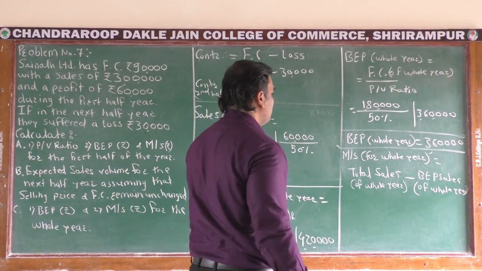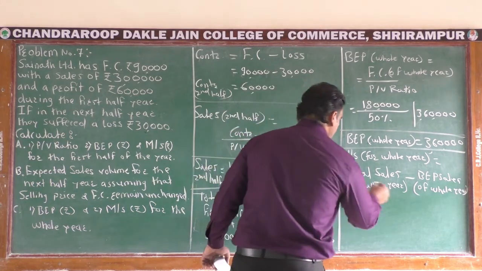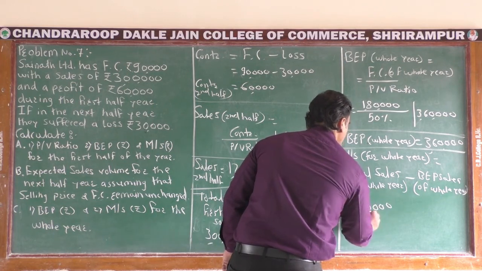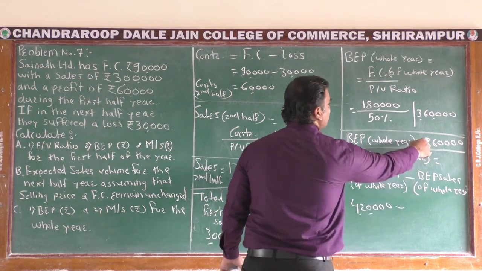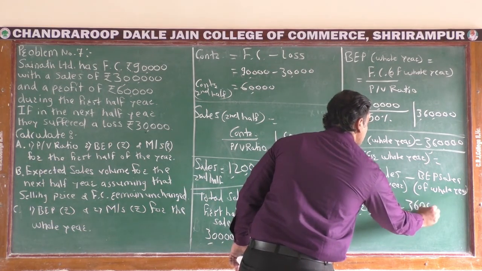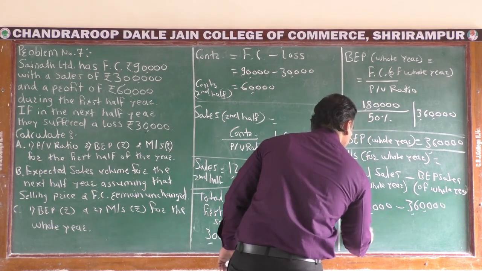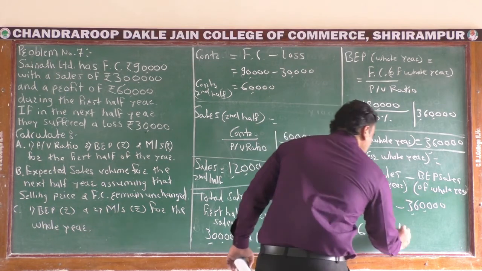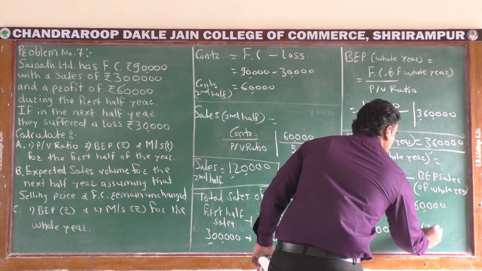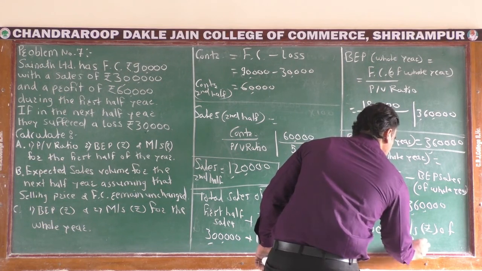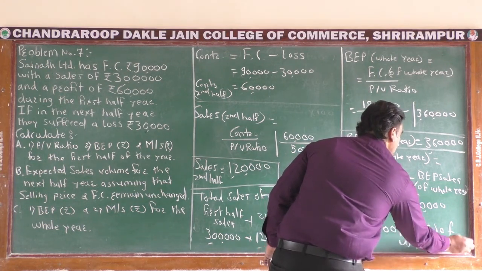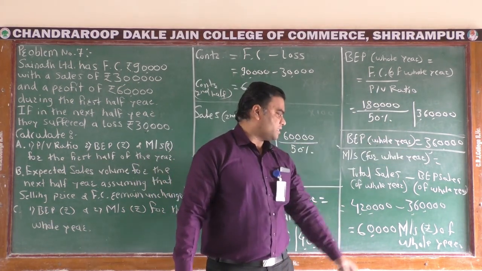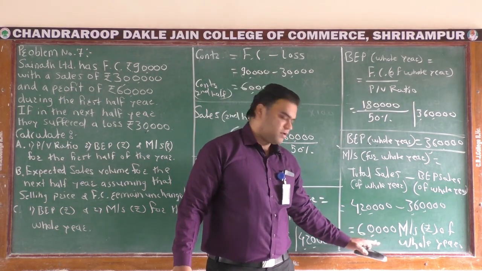Now we are going to calculate margin of safety of the whole year. So total sales are 4,20,000 less BEP of the whole year 3,60,000 is equal to 60,000. This will be the amount of margin of safety in rupees of the whole year. So in that way we have calculated BEP of the whole year, which is 3,60,000, and margin of safety for the whole year, which is 60,000.